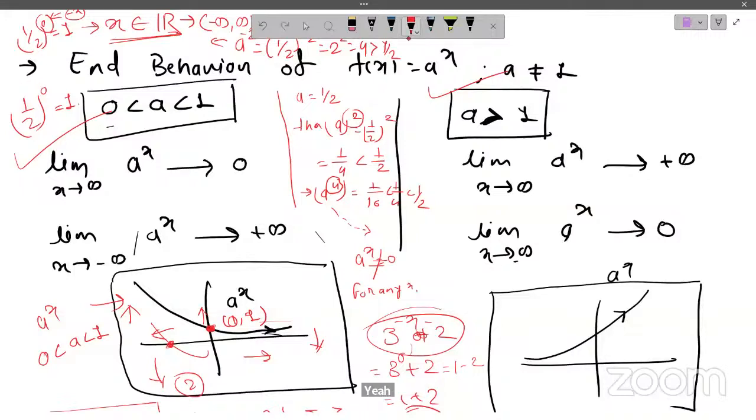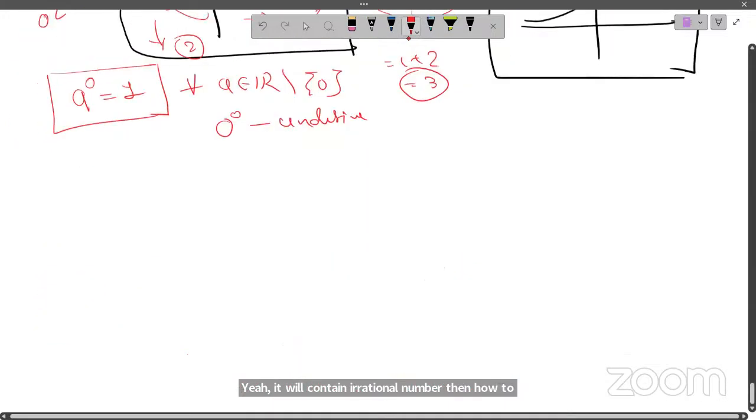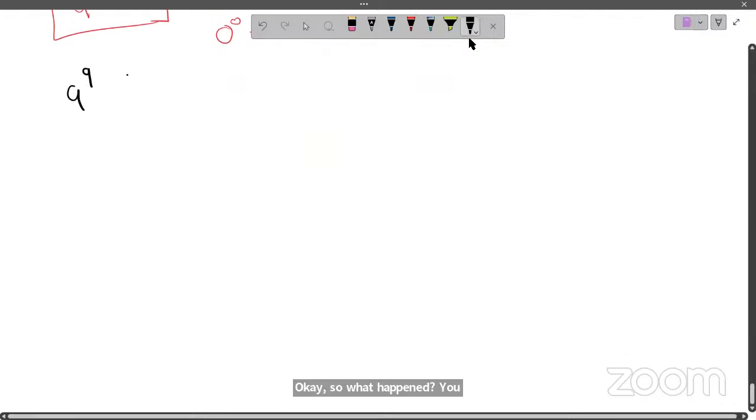Ma'am, when you define a to the power x as a function f of x, how can we say anything about the value of the function when x is irrational? We are defining the domain as the real numbers, right? Then the domain will contain irrational numbers. Then how do we define the value of the function when x is irrational? Okay, so you want to define a to the power q, where q is an irrational number, right? Yes.